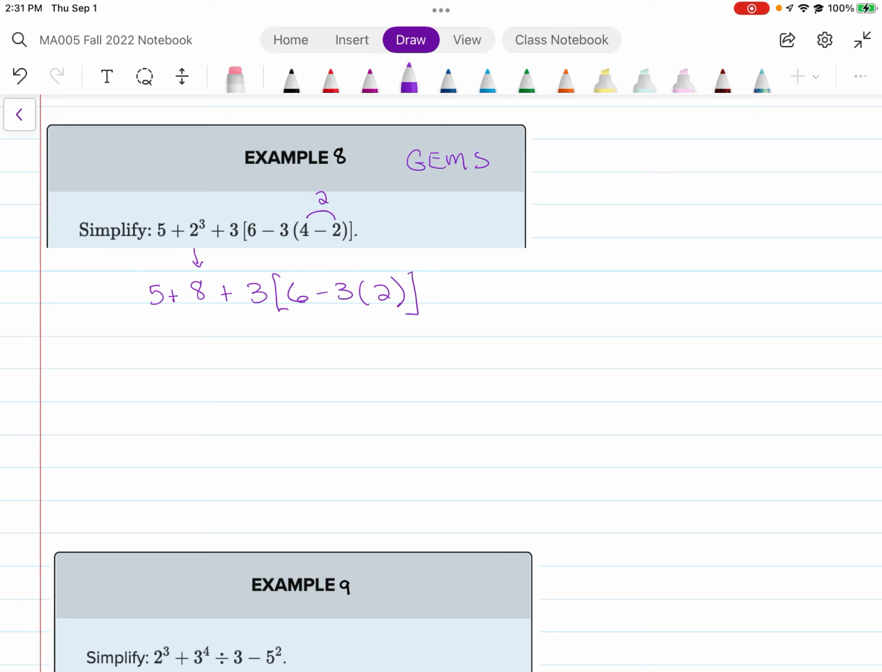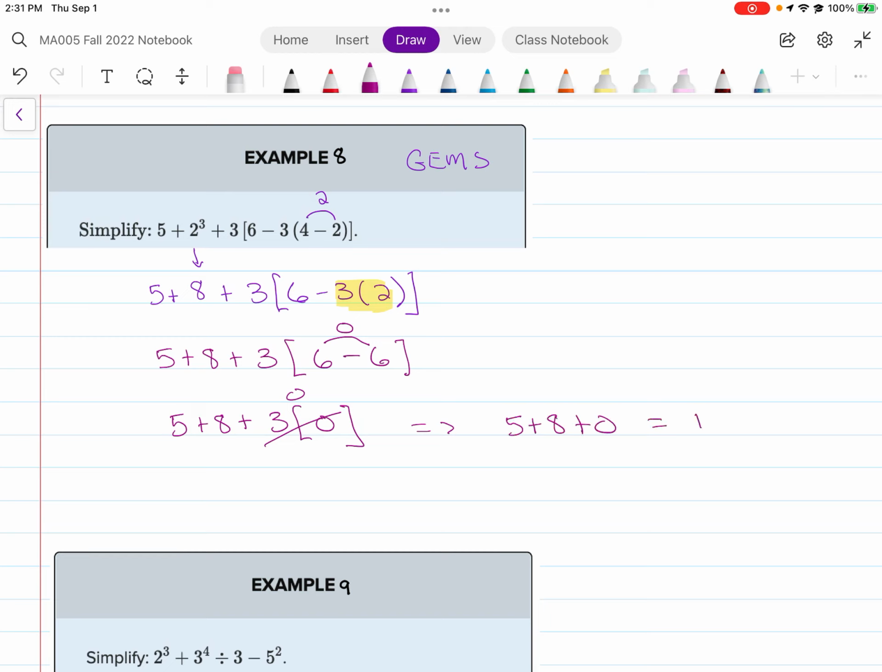All right, so now we need to continue working from the inside. So I've got this 3 times 2 is what I'm going to do next. And I've got 5 plus 8 plus 3 times 6 minus 6. 6 minus 6. Oh, great. So this thing right here is going to be 0. So I've got 5 plus 8 plus 3 times 0. So 3 times 0 is 0, right? So I've got 5 plus 8 plus 0. So I'll take it over here because I'm running out of room. 5 plus 8 plus 0 is 13.